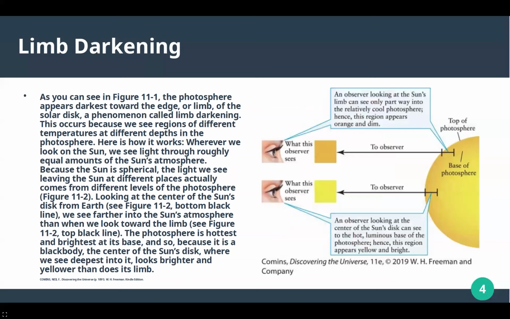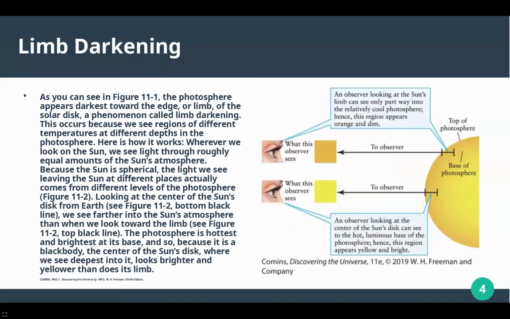As you can see in photos of the Sun, if not so much by staring directly at it, which you shouldn't do, the photosphere appears darkest towards the edge or limb of the solar disk, a phenomenon called limb darkening, that occurs because we see regions of different temperatures at different depths in the photosphere. Wherever we look at the Sun, we see light from roughly equal amounts of the Sun's atmosphere. Because the Sun is spherical, the light we see leaving the Sun at different places actually comes from different levels of the photosphere. Looking at the center of the Sun's disk from Earth, we see farther into the Sun's atmosphere than when we look towards the limb.